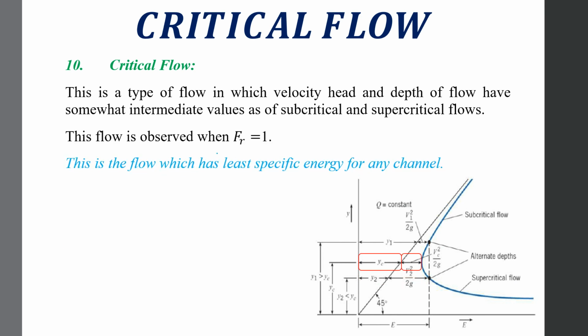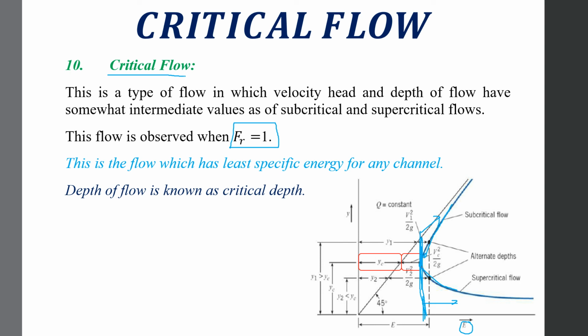For this flow, the Froude number is observed to be equal to 1. This is the flow which has least specific energy, meaning if you observe this point, the energy is minimum for this point, because this curvature is coming from here, touches this point and goes here. It means that this is the point where the flow has minimum E. This x-axis is showing E. Beyond these points, energy is higher. So at critical flow, the energy of flow is minimum.